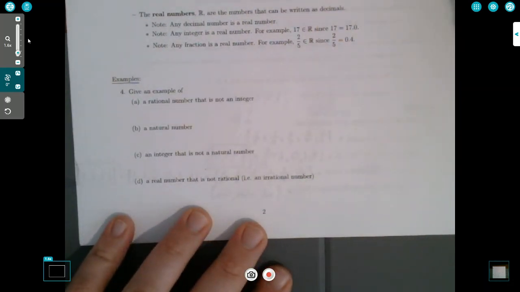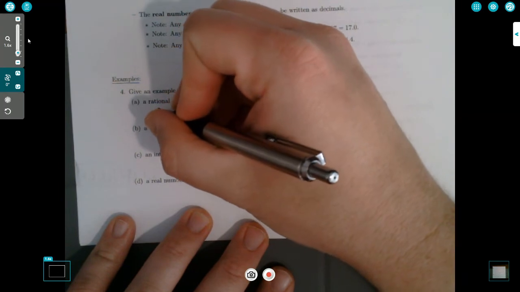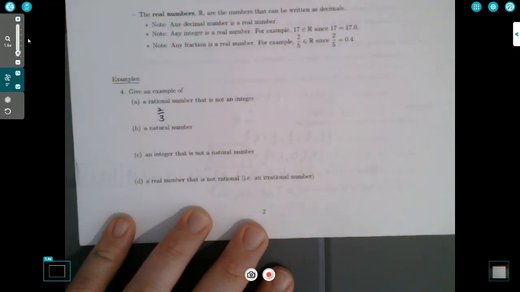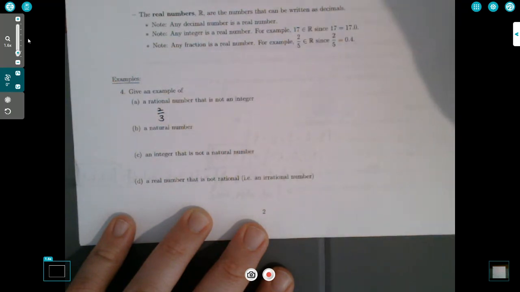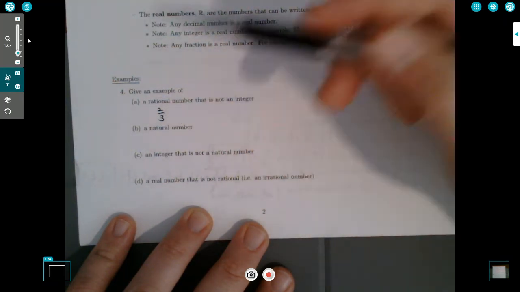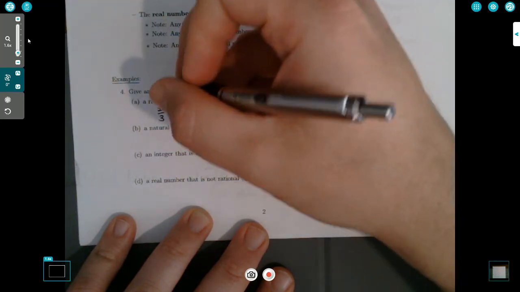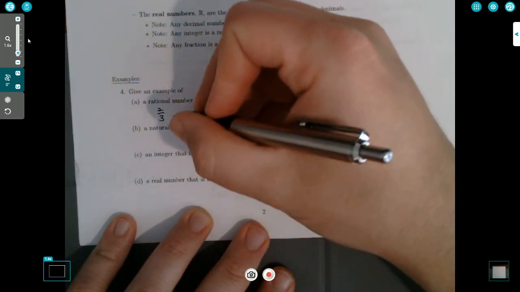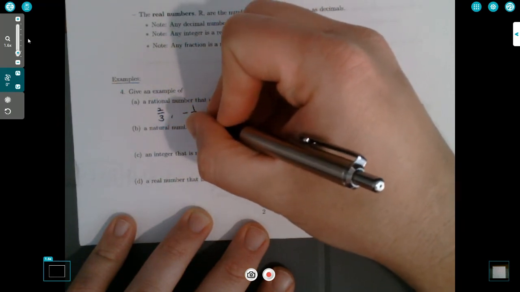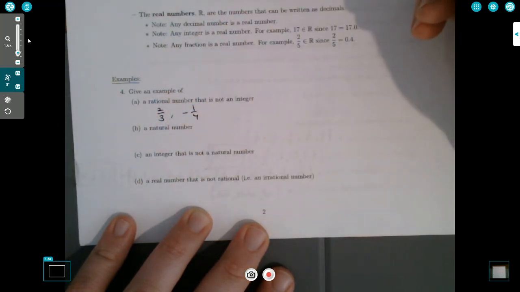But one example would be 2/3, right? It's a rational number, obviously. It's written as the ratio of two whole numbers, but it's not an integer, because it's not a whole number. So we would say 2/3 is a rational number that's not an integer. Another example would be like -1/4. Those are both good examples.